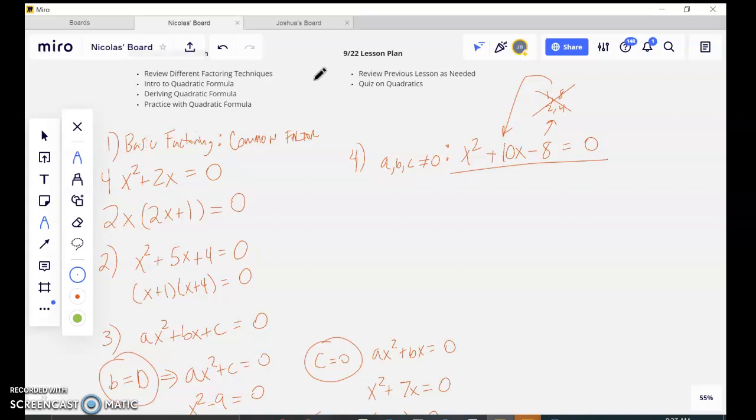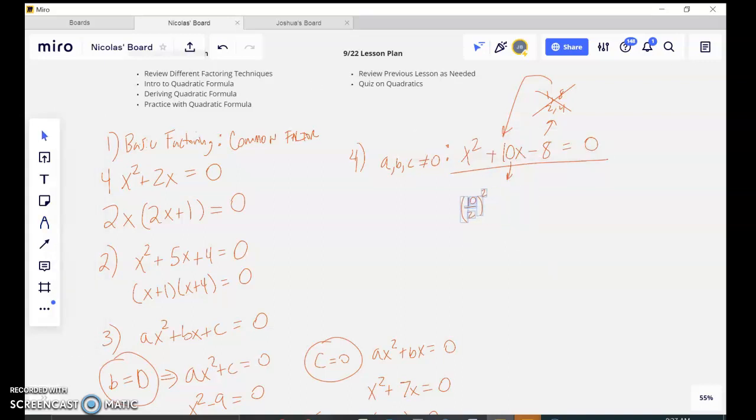So this is when we learned about completing the square. Remember, what do we do? We take the b term, divide it by 2, and square it. And then that's what we're going to add to both sides. But first we move that negative 8 over.